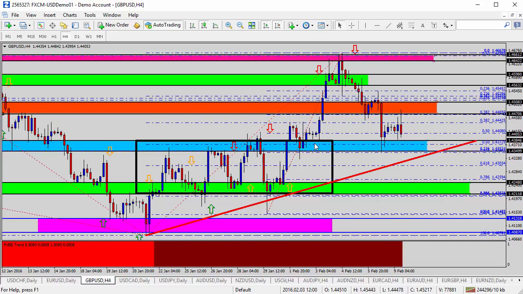Take a look at that blue zone. We see support here, resistance here, support on the left-hand side, support here. I think that blue zone is your main area of focus for the day today. We were looking at that yesterday as a potential support as well.